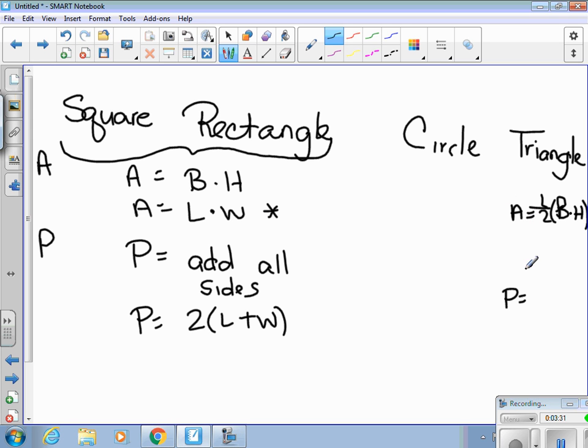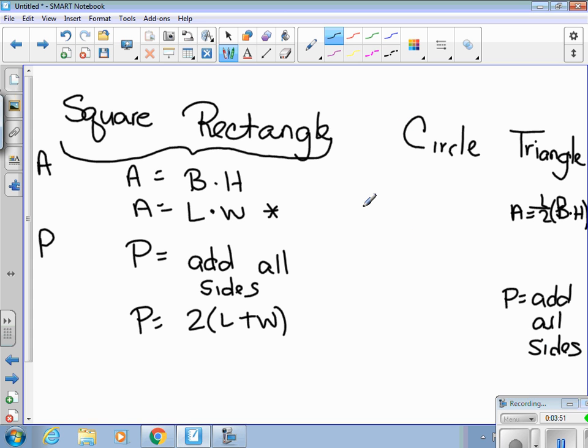So that's correct. What's the perimeter of a triangle? How do you find it? Add what? Add all sides. Now, is there a formula for this one? Is there a formula? No. Okay. There's no formula for that one.